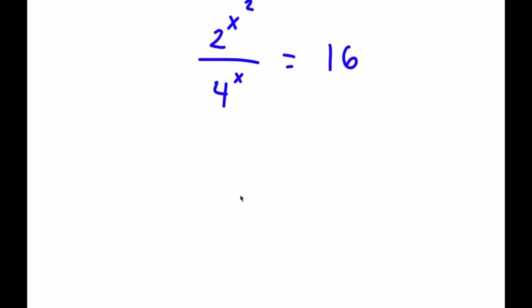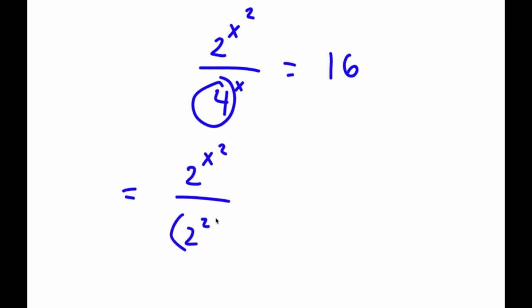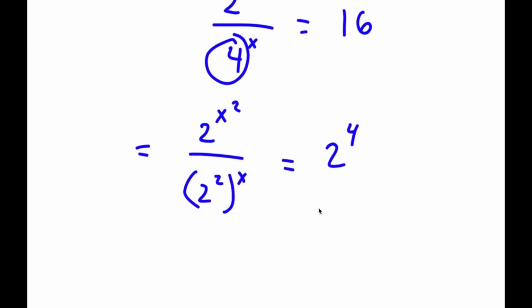Alright, so in this problem, I have 2^(x²) over 4^x equal to 16. To solve this, I'm going to first rewrite 4 here as 2 squared. So now I have 2 to the power of x squared over 2 squared to the power of x, equal to 16. I'm going to rewrite 16 as 2 to the power of 4.